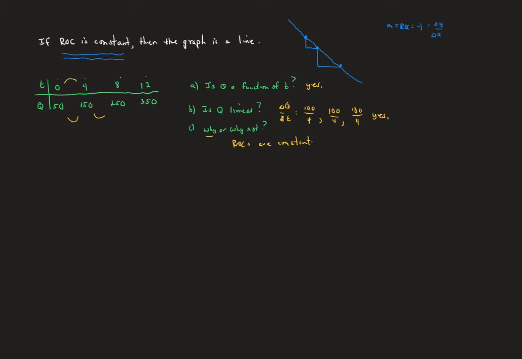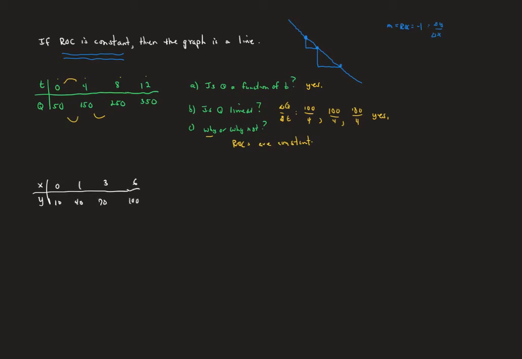Okay, let's try another example. This time I'm going to give you x's and y's. On this example, the x's are going to go 0, 1, 3, 6, and the y's are going to go 10, 40, 70, 100.